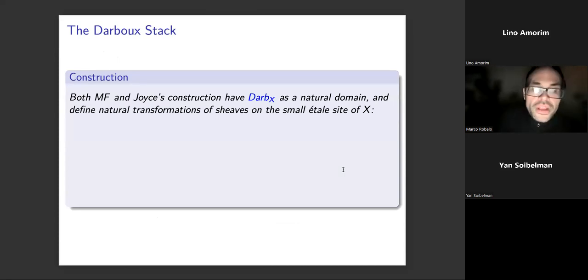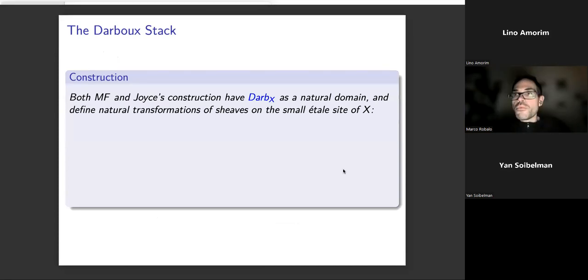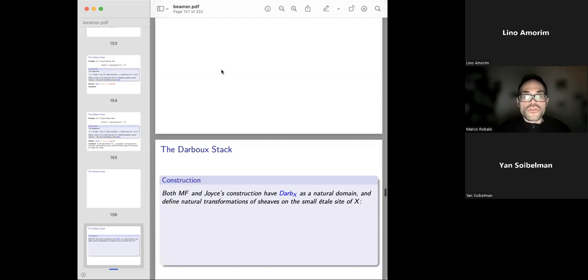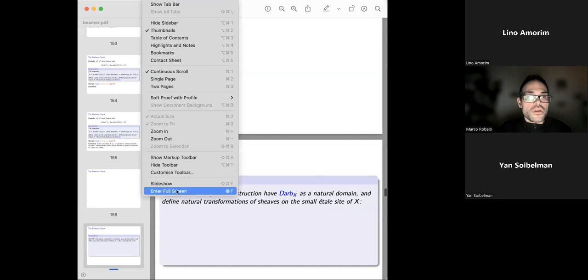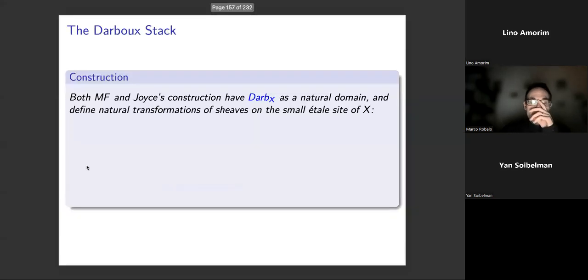Now let me try to speed up, because I don't think I have much time, actually, sorry. So let me speed up to tell you how we try to glue the DG categories of matrix factorizations.